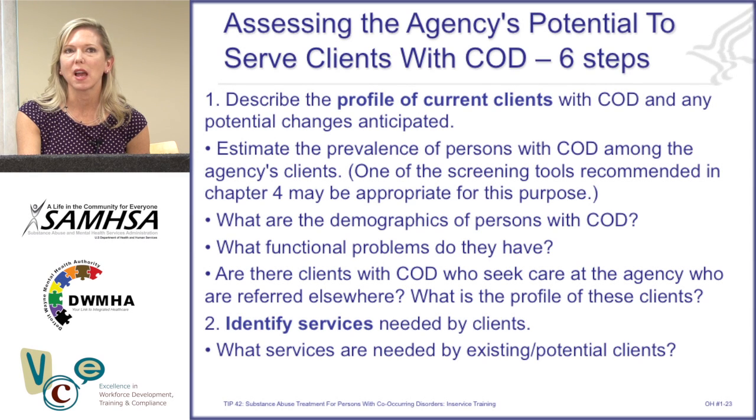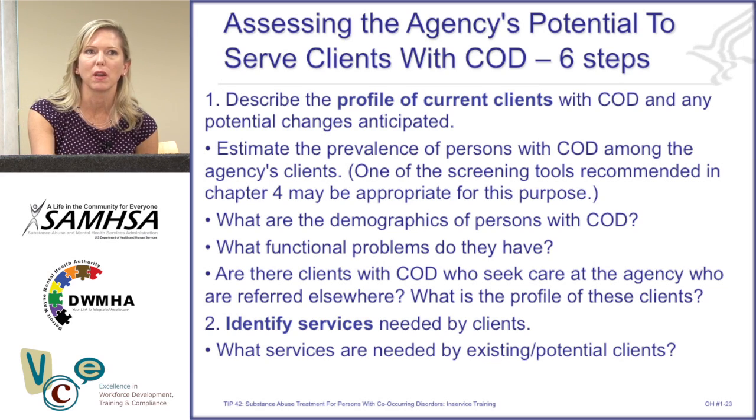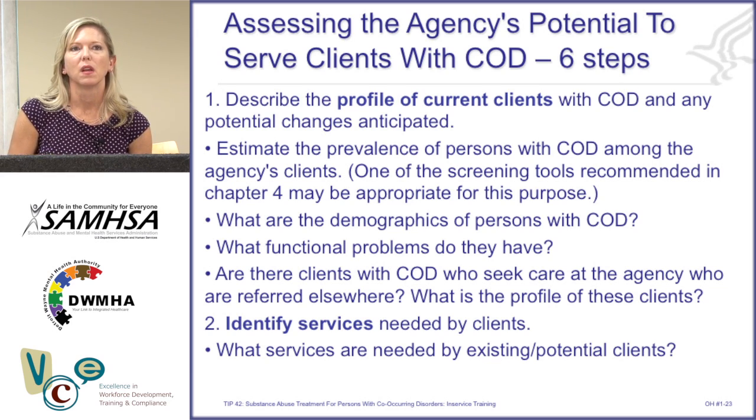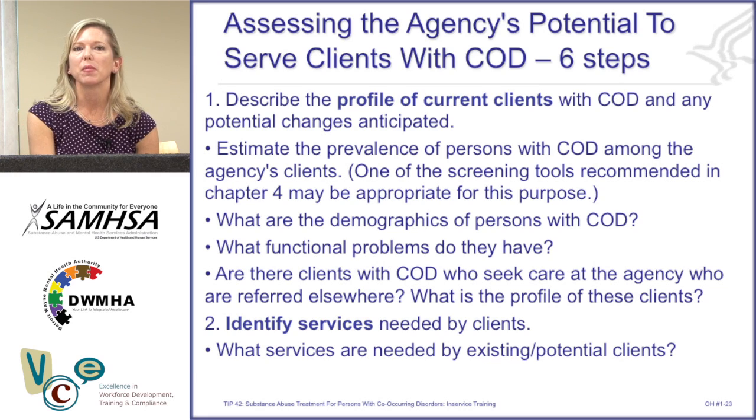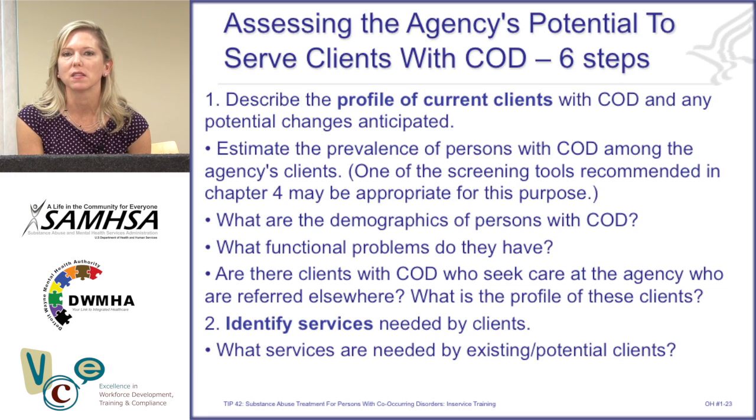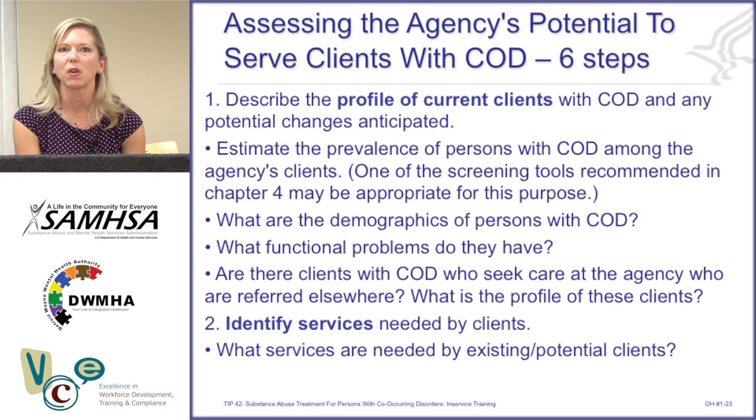So there are 6 steps to assessing your agency's potential to serve people who have co-occurring disorder. One would be to describe the profile of your current clients. How many do you think you serve that have co-occurring disorder, and what types of challenges do they face? What are some of the potential changes that you would anticipate in your organization in order to meet those challenges? So estimate the prevalence of the persons served.